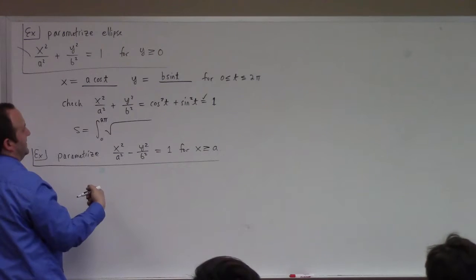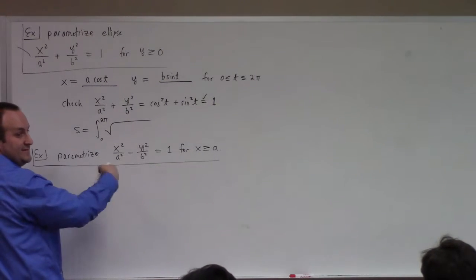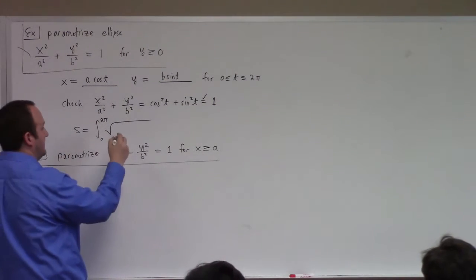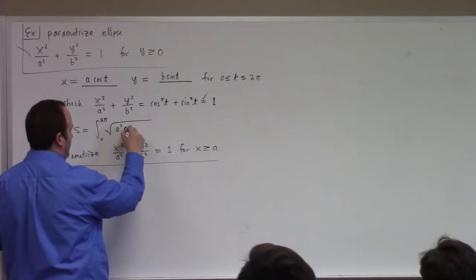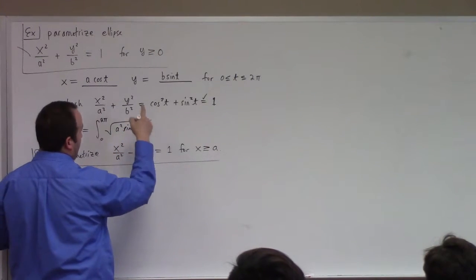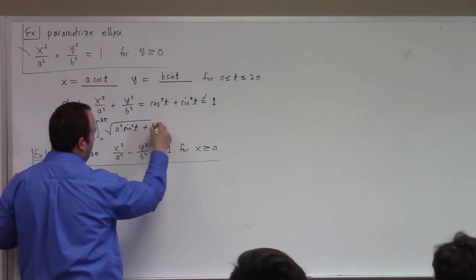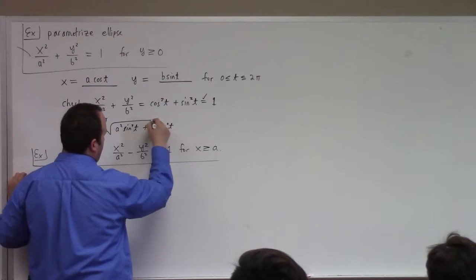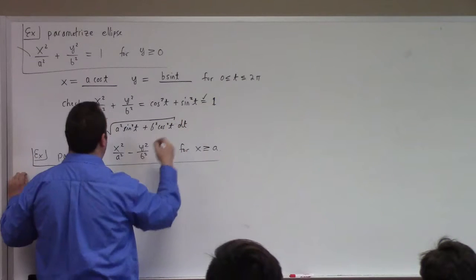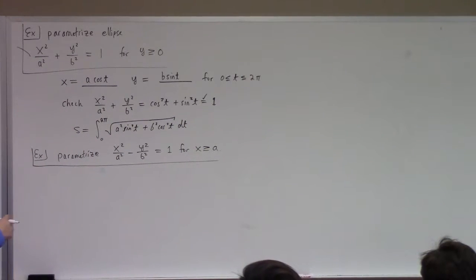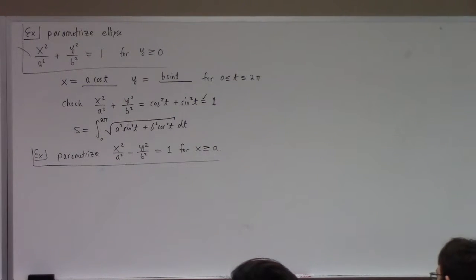So dx/dt is what? It's a sine t minus a sine t, right? So you'd have a squared sine squared t plus, and then the derivative of that would be b cosine t, so b squared cosine squared t, right? dt, and that just generally is unpleasant. When a is equal to b is equal to r, we can do it. Otherwise, that happens. All right.